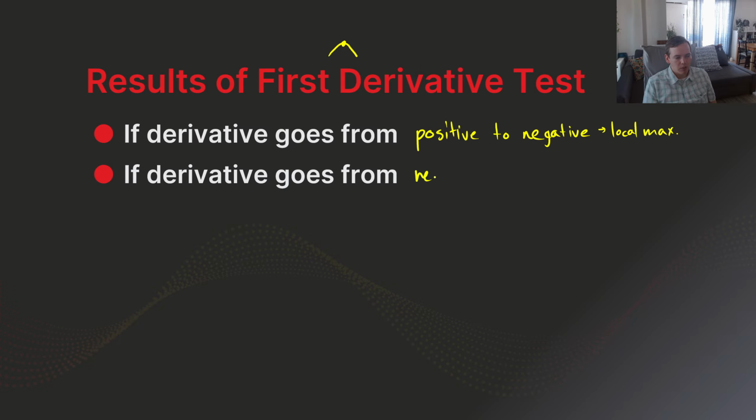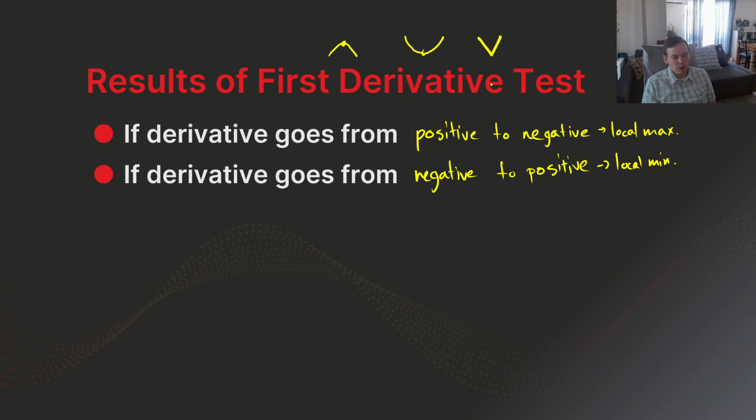If it goes from negative to positive, well, then obviously by process of elimination, it's a local minimum. And we can sketch that, right? If I was going down, decreasing from the negative first derivative, and now I'm going up, that means my point here is a local minimum.